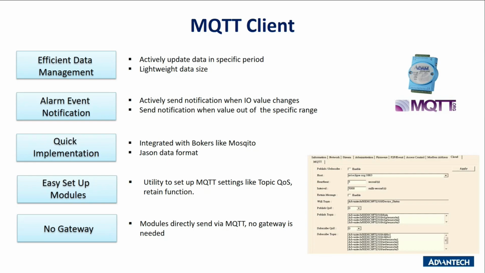Next, Adam 6000 also supports MQTT client. You can find all this information from Adam utility. So I won't go into very much detail for each function, but basically you can set up the MQTT setting, such as a topic, publish topic for the input, and also the subscribe topic on the output. You can also refer to the example from the table in the slide on the MQTT setting.